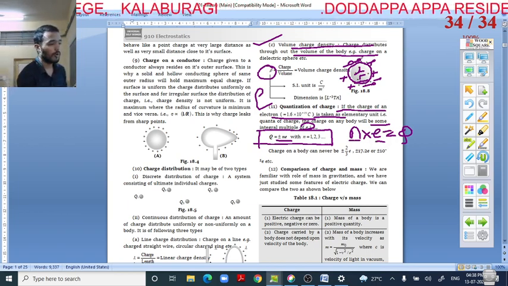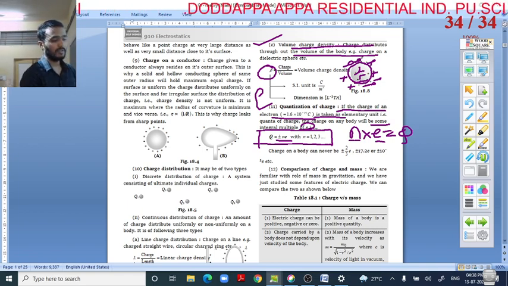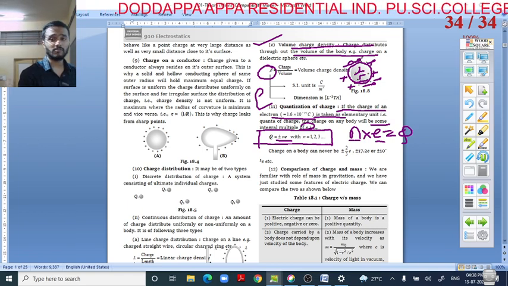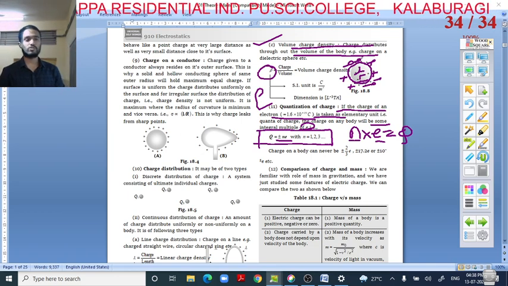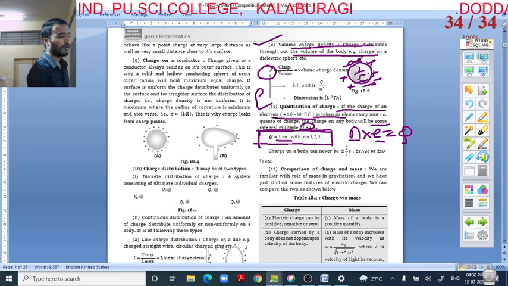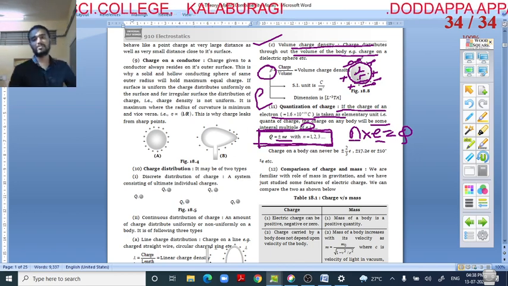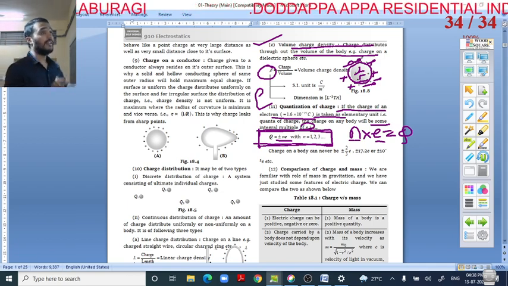So the charge on a body can never be plus or minus 2 by 3, it should not be in ratios. Always it will be an integral multiple of the basic charge. This is okay.